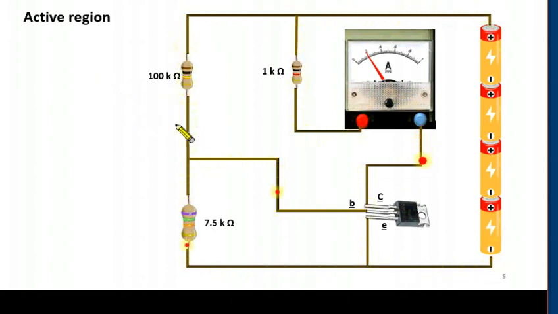So now I showed you how these three regions are achieved by changing this emitter resistor. So I think you understood. Changing this emitter resistor, we can receive any state of those three states.